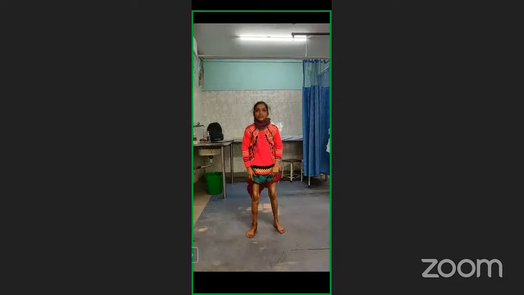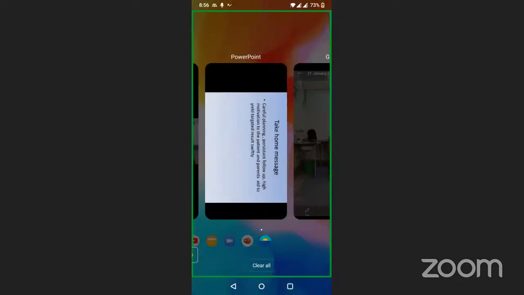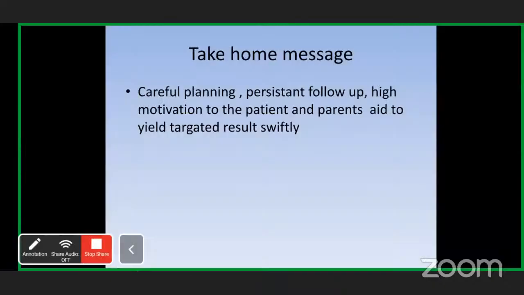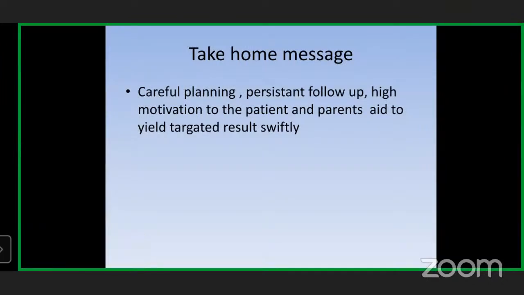So if you do adequate planning and counsel the parents accordingly, DefFix and all the software-based correction is very doctor friendly to do all the needs in a single go. Careful planning and persistent follow-up, a highly motivated patient and the parents aid in yielding the targeted result. Thank you.